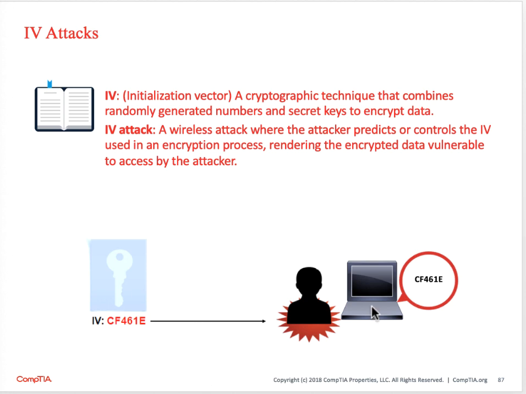So in this case, the attacker has controlled this initialization vector to be C461E. This way he can more readily figure out what the encryption process is going to look like, so that way he can get the information that he wants.